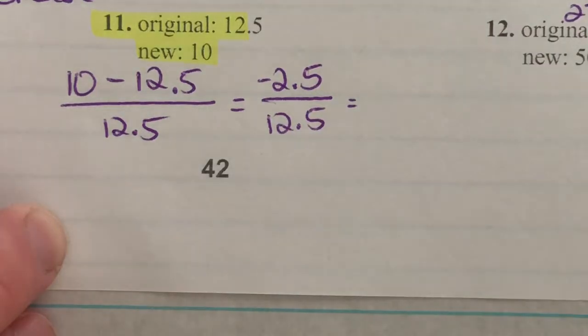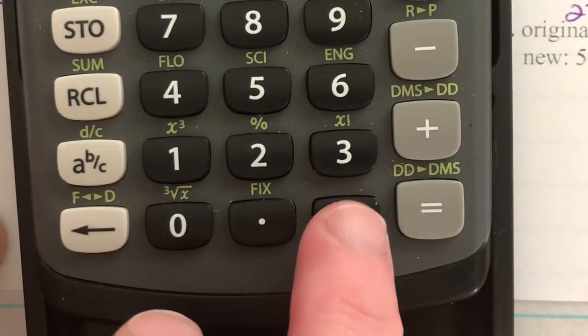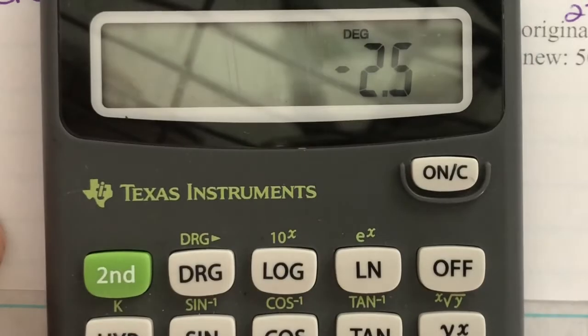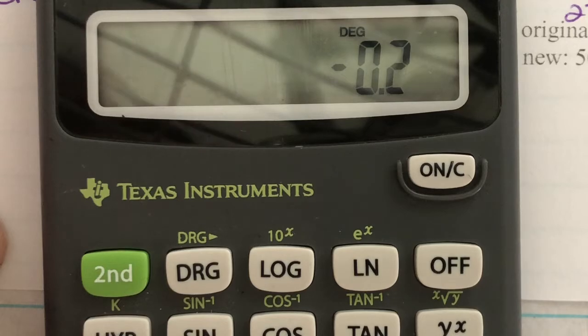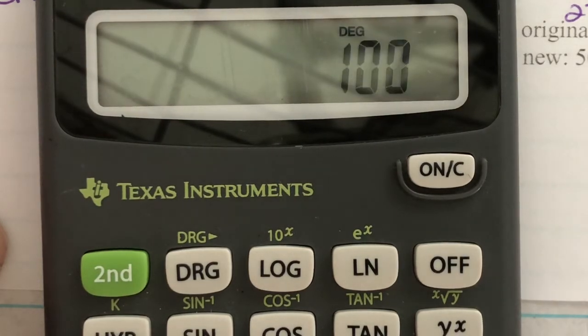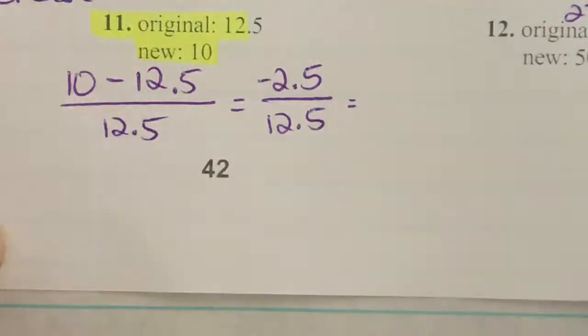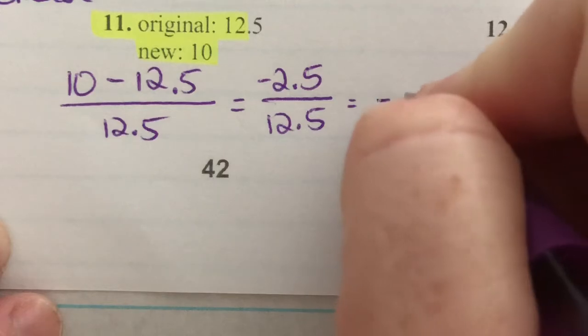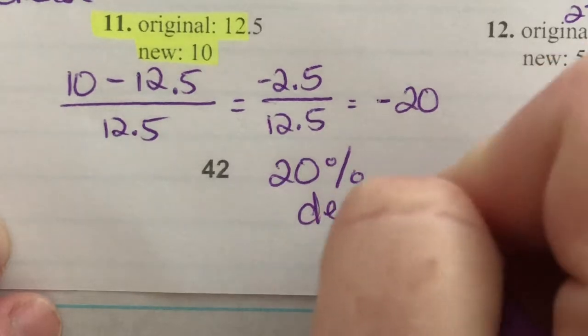That's negative 2.5 over 12.5. So if we divide that, 2.5, and to change it to negative, after I type the number, I type this little guy and it adds a negative sign, divided by 12.5 equals that times 100. That moves my decimal place over. So it's negative 20%. Or in other words, I'll put negative 20, so that's a 20% decrease.